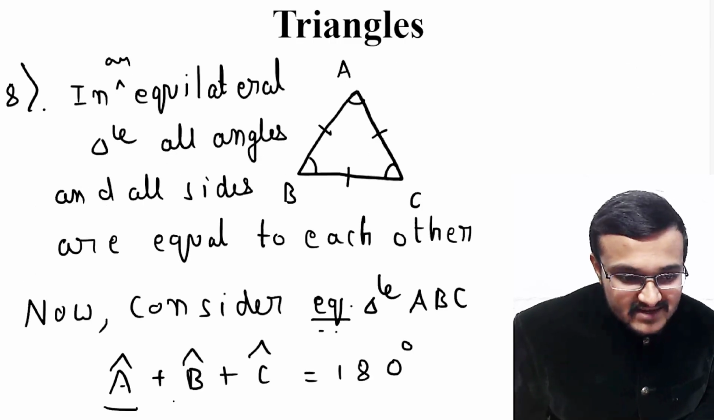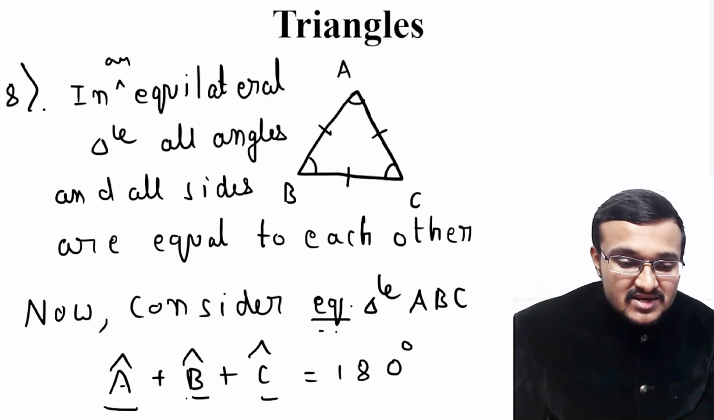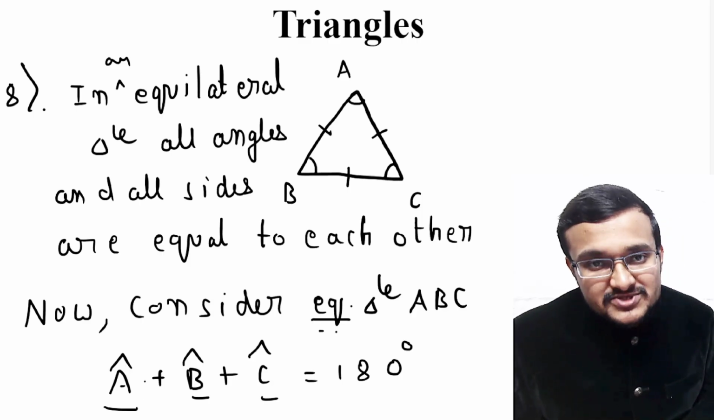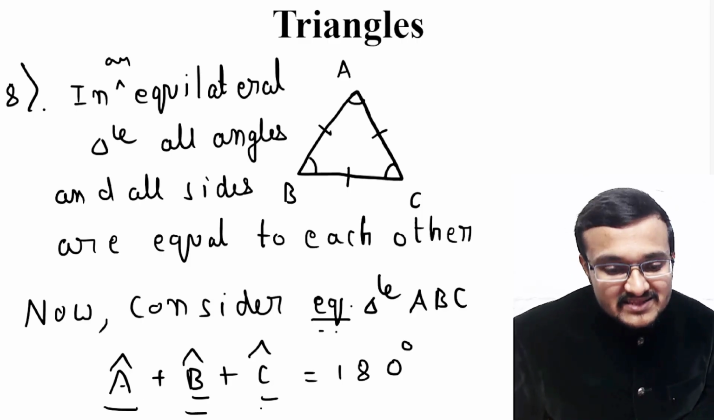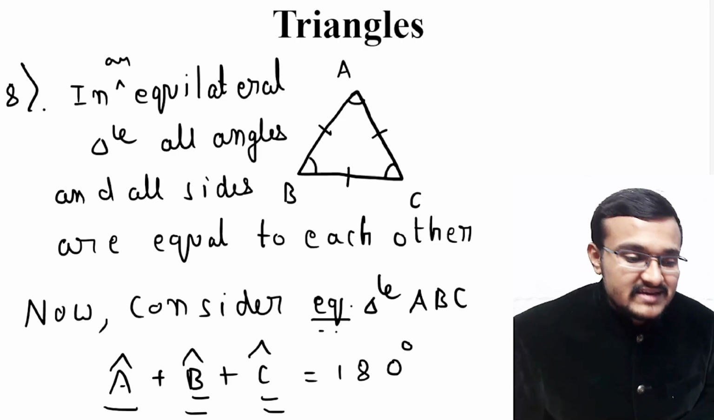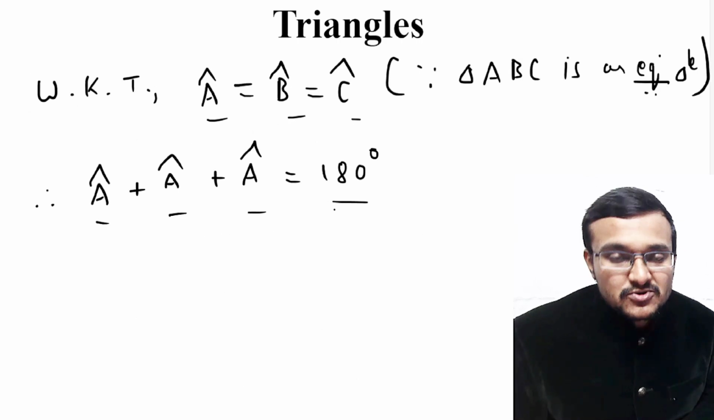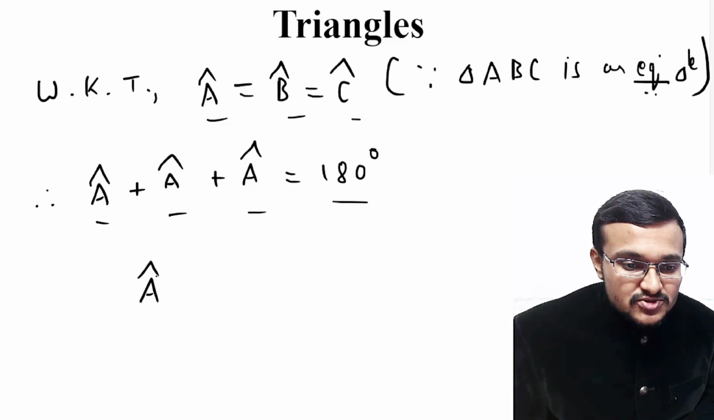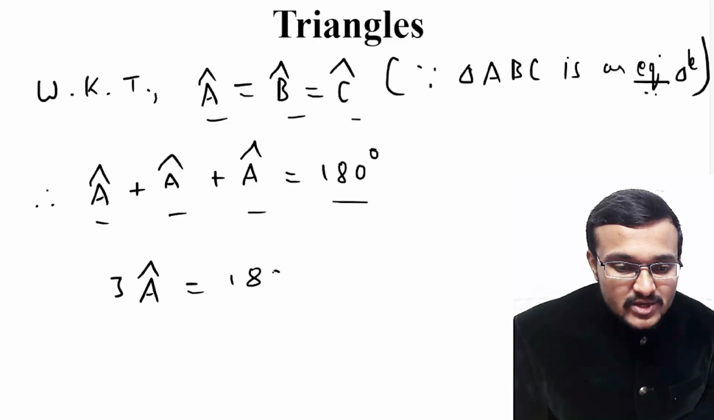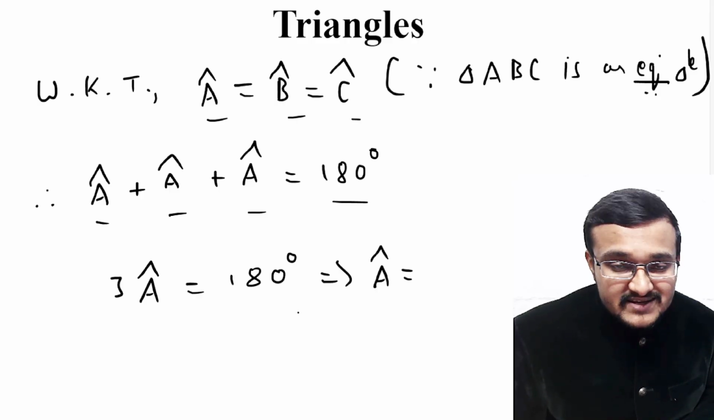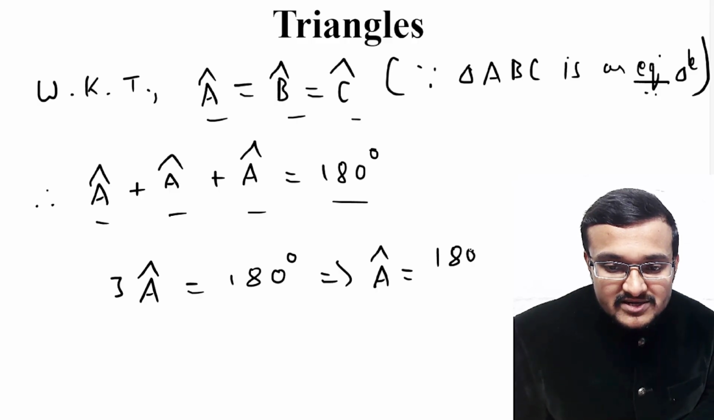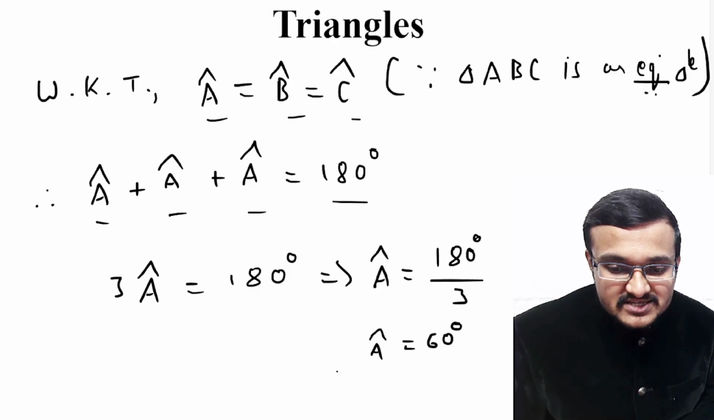In this equation I have taken A, B, C. Now A is equal to B is equal to C. So in the place of B I can write A, in the place of C also I can write A. That's why I have written angle A plus angle A plus angle A is equal to 180 degree. So 3 times angle A is equal to 180 degree. This means angle A is equal to, if you bring 3 to RHS, it will go to the denominator, 180 degree by 3. Angle A is equal to 60 degree.